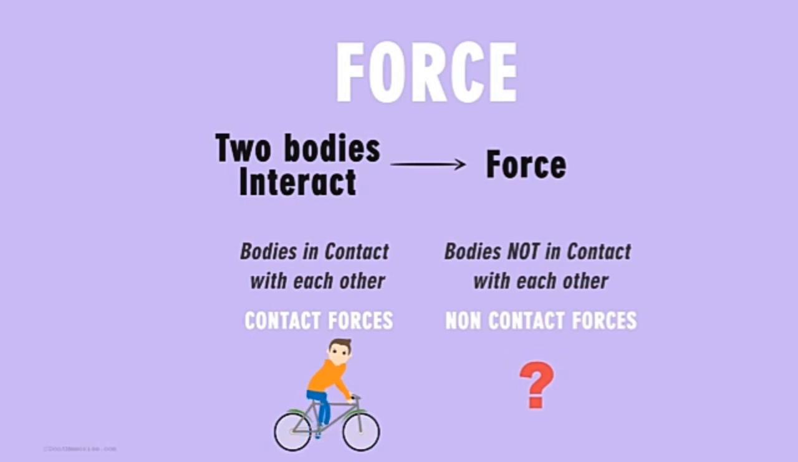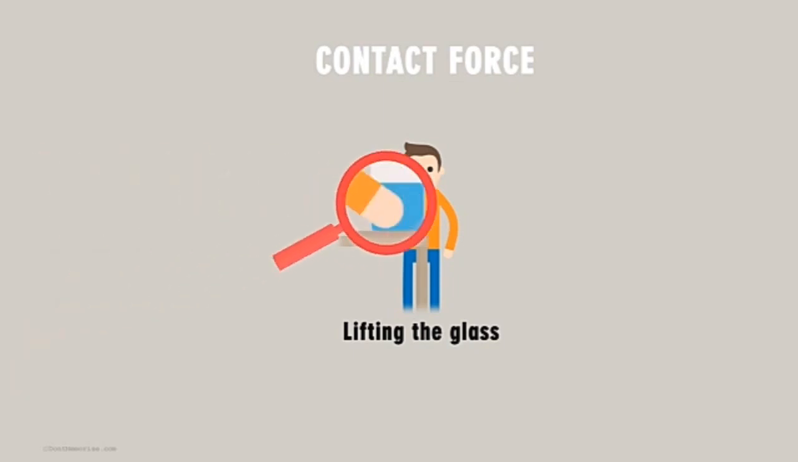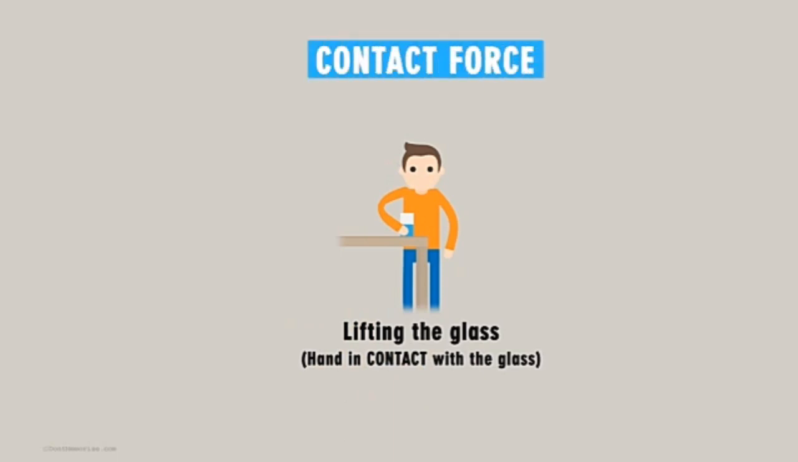It's easy to understand contact forces, but it's a wonder to know how forces act on objects which are not in contact. Now let us study contact force. Suppose you are thirsty and there is a glass full of water lying on the table. In order to drink water from this glass, you have to lift the glass to your mouth. That is, you have to apply force on the glass. How are you touching the glass? By force. Here, your hand is in contact with the glass. It is a contact force.